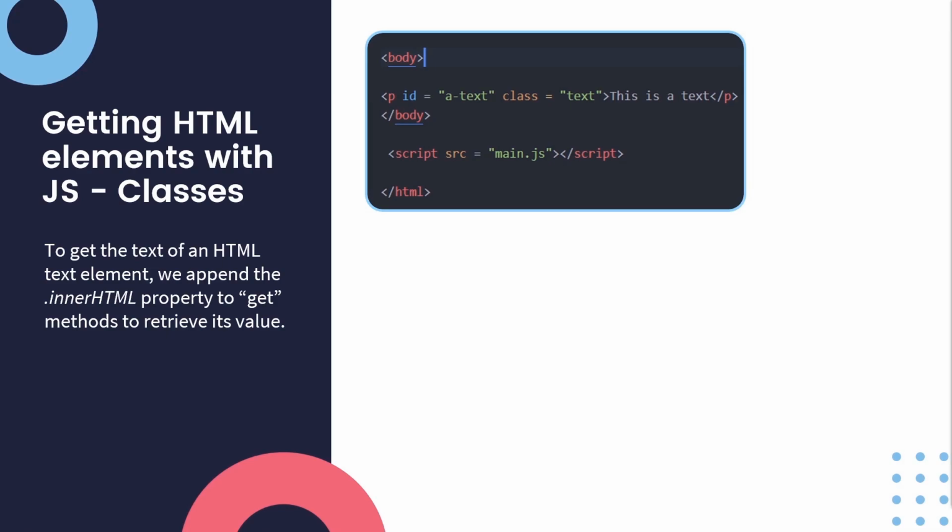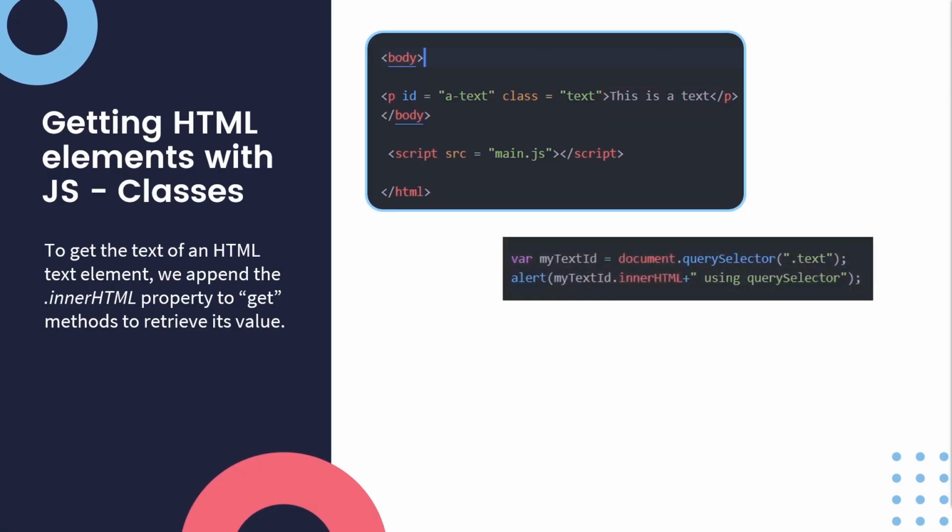We've got a class which equals text, and then this text is simply just something that says this is a text. We also have our script at the bottom. Now let's run through this. First of all, we are going to reference the class in this example, and the value that we are trying to retrieve is this is a text.